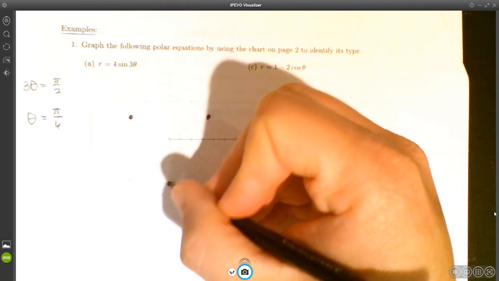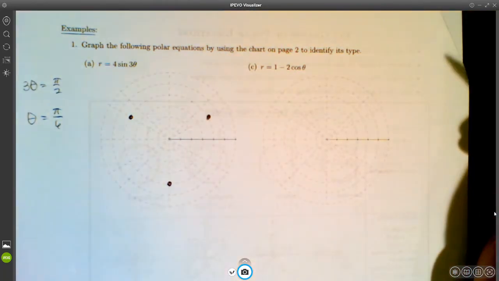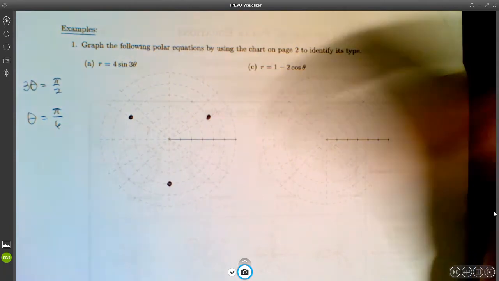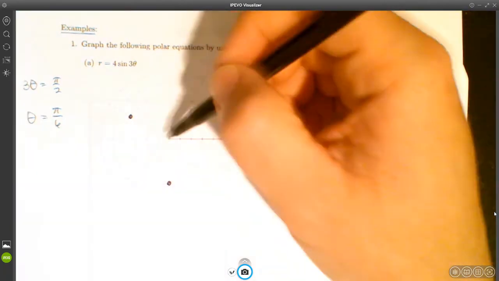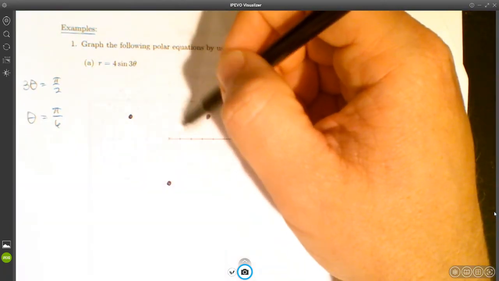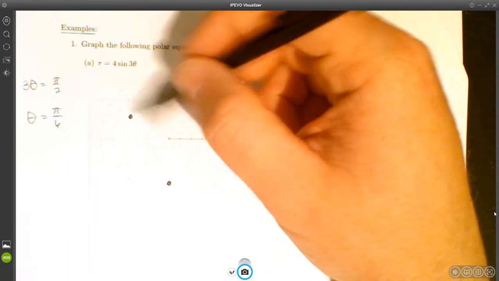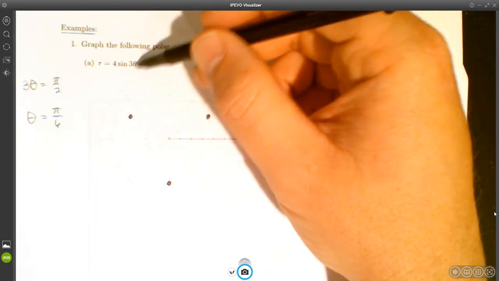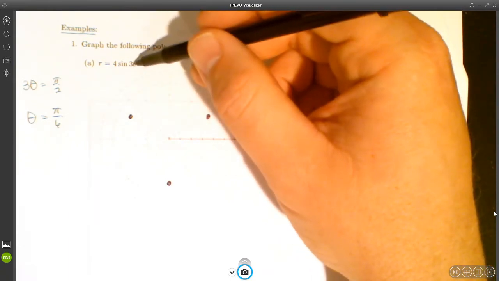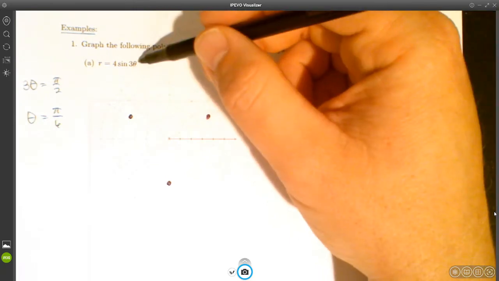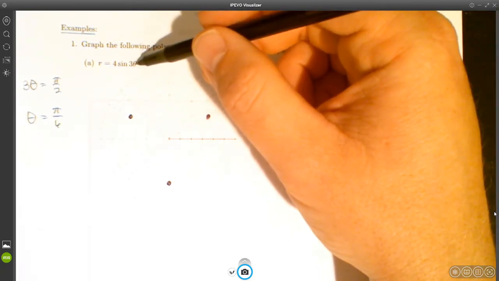So another 2 pi over 3 units would put me there. Now you're welcome to verify this, right? I'm claiming that this angle is 5 pi over 6 right here. So if you plug in 5 pi over 6 for theta, what do you get? You get 5 pi over 6.